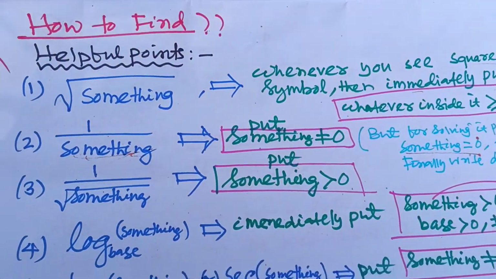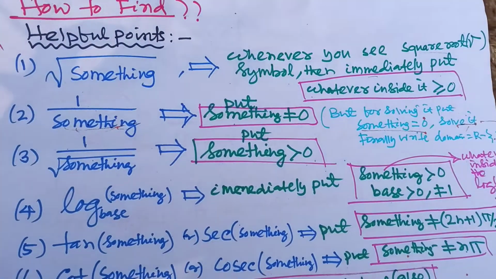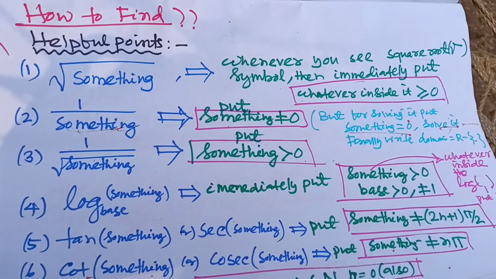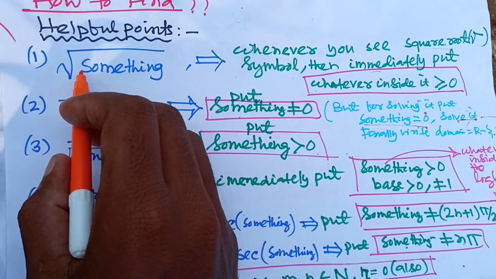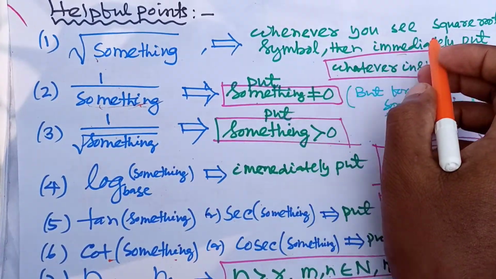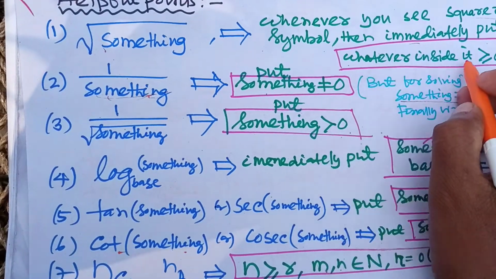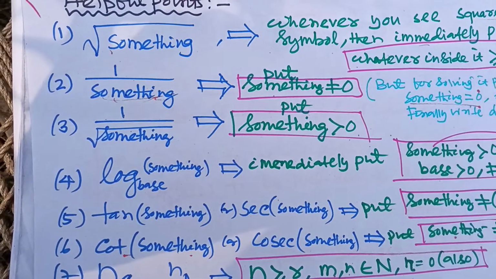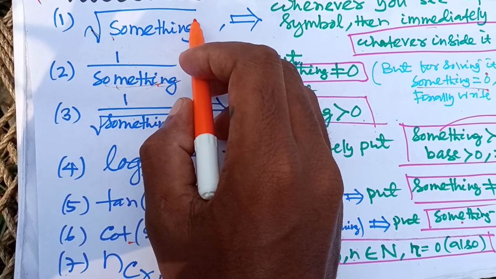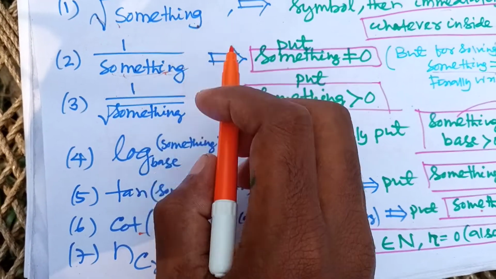So how do we find the domain? Here are some helpful points that will help you find the domain of a given function. First, the square root of something. Wherever you see a square root symbol, immediately put whatever is inside the square root to be greater than or equal to 0.